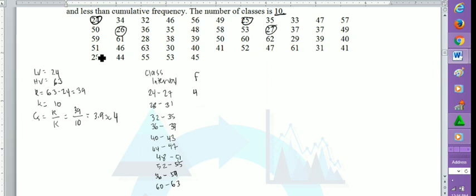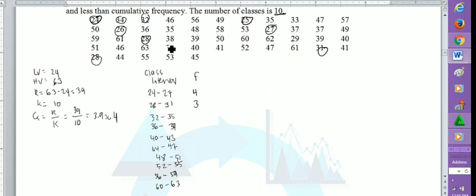28 to 31 will be 1, 2, 3. Okay, 32 to 35, 1, 2. By the way, class, I'm sorry. So, meron pa tayong 30 in this case. So, this should be included here. So, it should be 4. Okay, this should be 4.